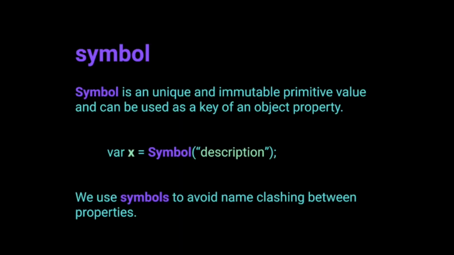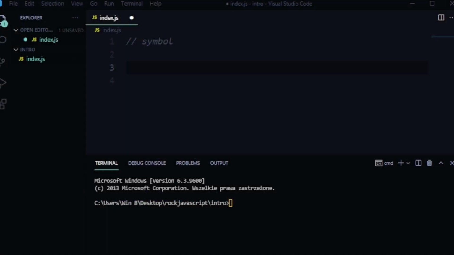Symbol. Symbol is a unique and immutable primitive value and can be used as a key of an object property. We have variable x equals symbol. The description is only used for debugging purposes and we don't really need that. We use symbols to avoid name clashing between properties. And now I will show you a real example how we can use symbols in our project. This example will explain how to use symbol in objects.